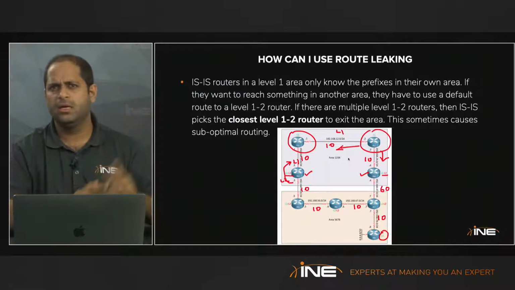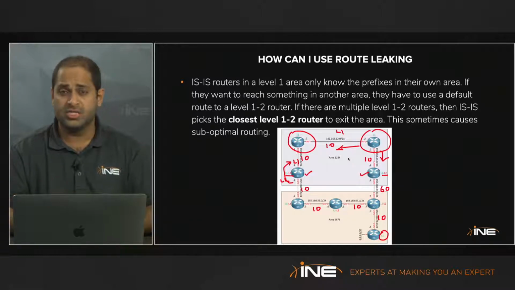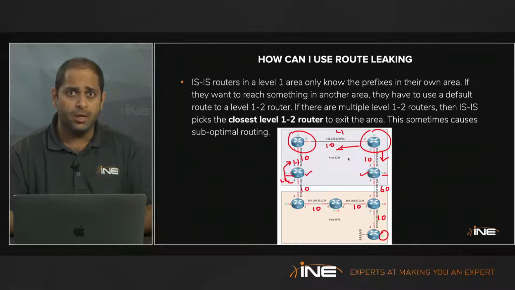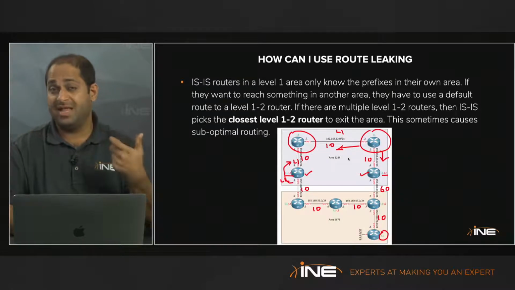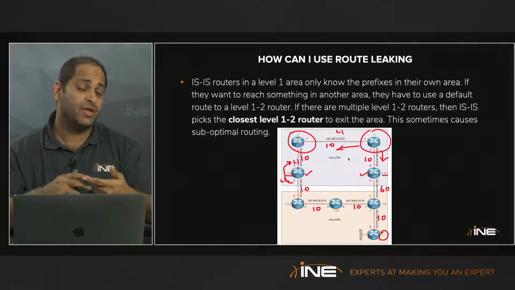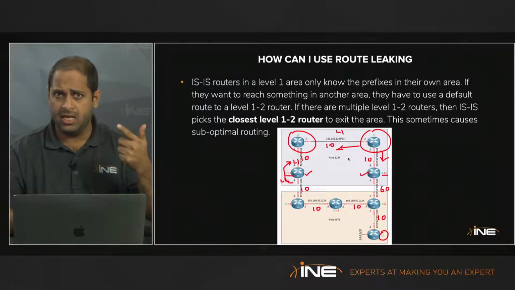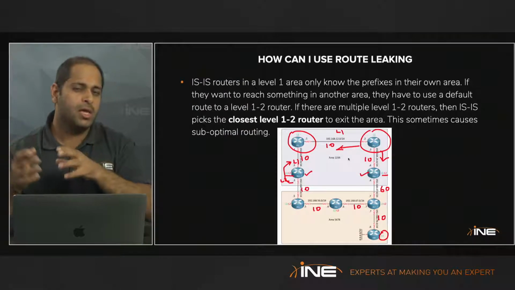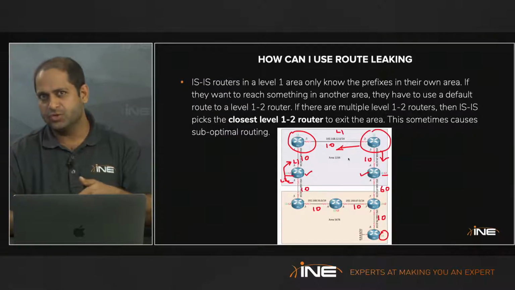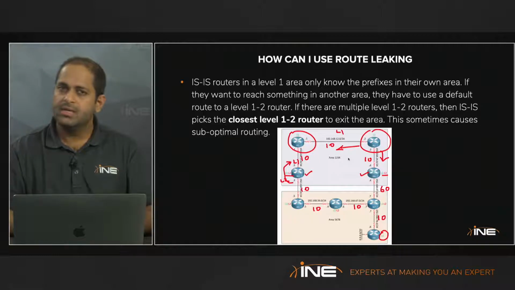So R1 goes correctly as per the best path because for him the closest L1, L2 router is R3, but for R2 the closest L1, L2 router is R4. So for R2 there's a suboptimal routing happening which you do not want. So if I leak the route, then R2 would choose the longest prefix because it's always prefix length, AD, and then metric. Obviously before metric, like OSPF, how we have OIA, again here we have L1 is preferred over L2. So sometimes you may want to do route leaking to avoid suboptimal routing.